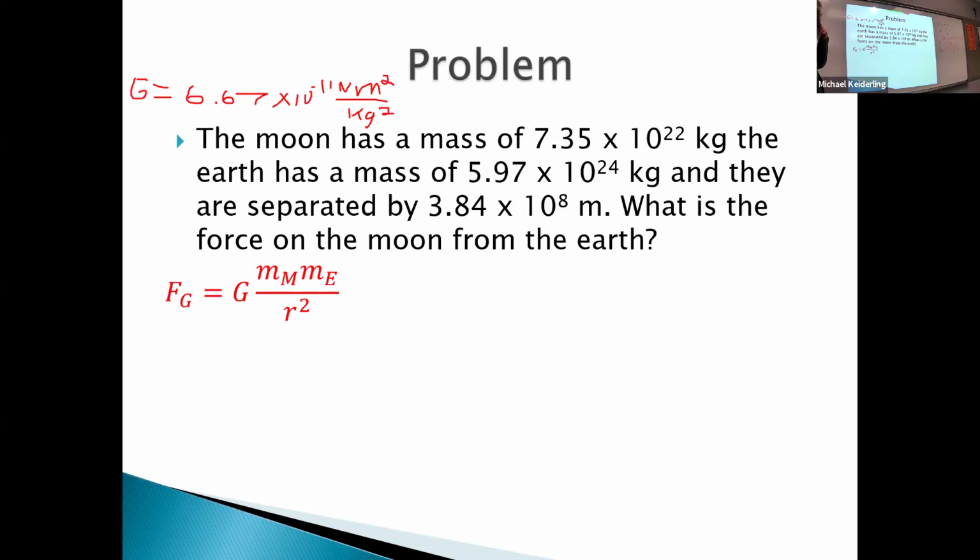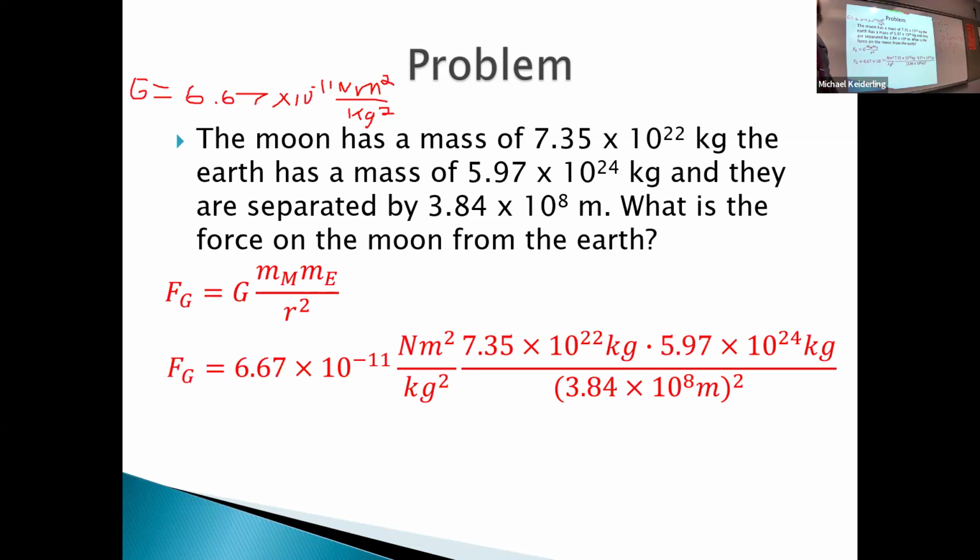So this same formula, G times mass of the moon times mass of the Earth divided by the distance between them squared. So 6.67 times 10 to the minus 11 times 7.35 times 10 to the 22 kilograms times 5.97 times 10 to the 24 divided by 3.84 times 10 to the 8. That will give you 1.98 times 10 to the 20.